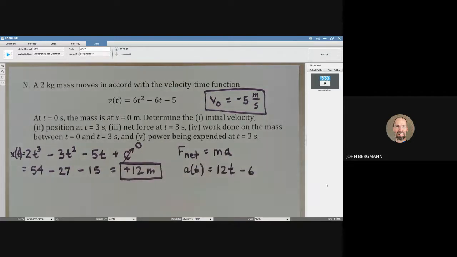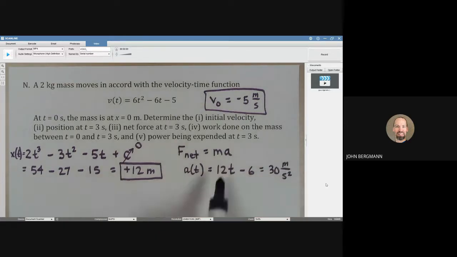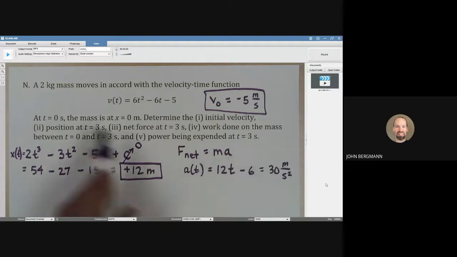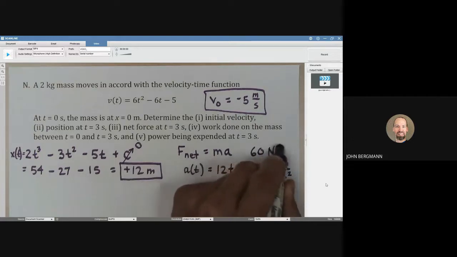How's that look? And the time that we're told is 3 seconds. So we put a 3 there, so that's going to be 36 minus 6. So the acceleration at that instant is a robust 30 meters per second squared. And therefore, the mass multiplied by that, the mass is 2 kilograms. So I think this is going to be 60 newtons of force.